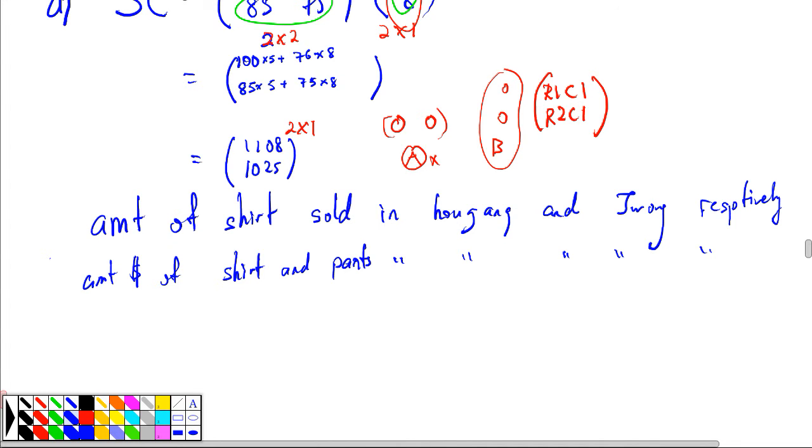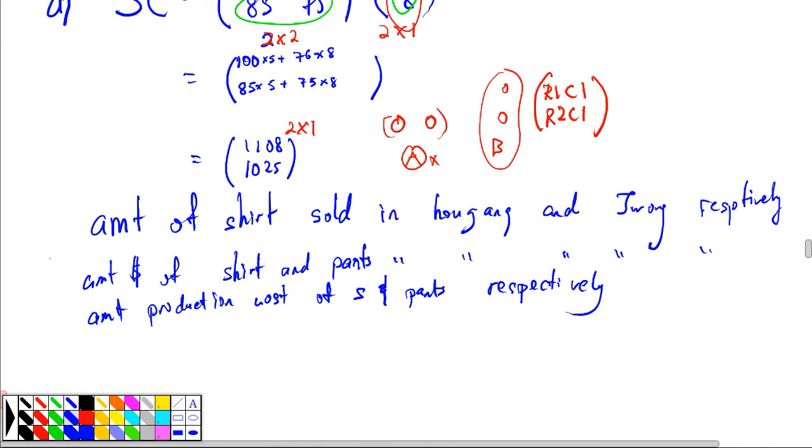The amount of production cost of shirts and pants respectively. Amount of production cost of shirts and pants, in Hougang and Jurong respectively. Still have in Hougang and Jurong respectively. Okay, that's all.